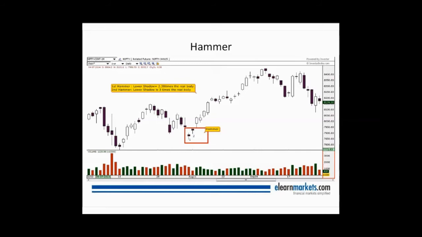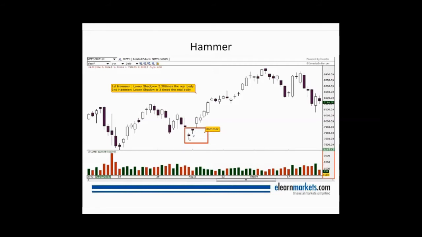Now again, when we see a hammer, we need to answer those 4 questions. What is the pattern? It is a bullish reversal hammer pattern. Where is the pattern? The place where the hammer has occurred or been spotted on the charts is extremely important. A hammer has to exist after a series of downfall. Only then will it indicate that possibly there is a bullish reversal sign. So where is the pattern? After a series of downfall.